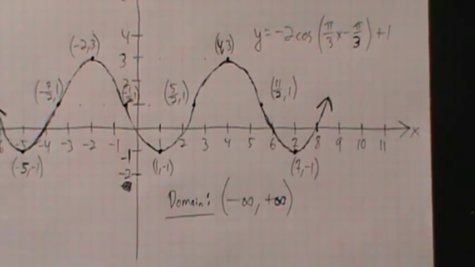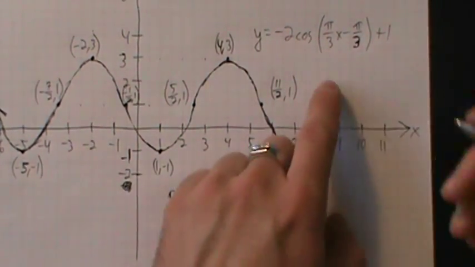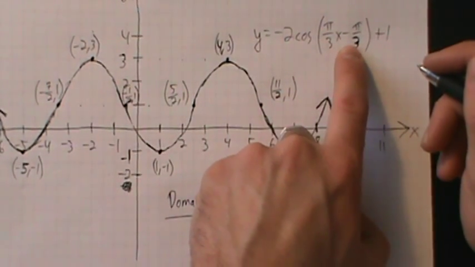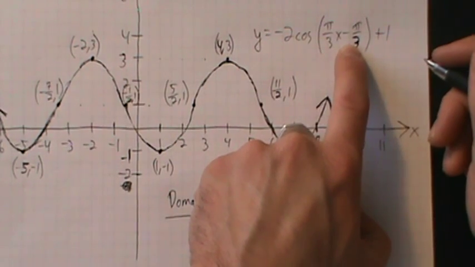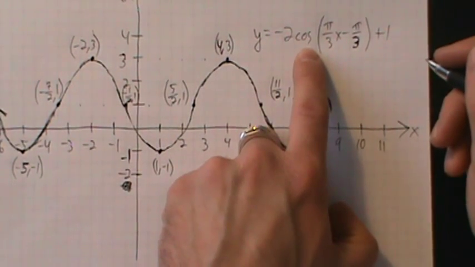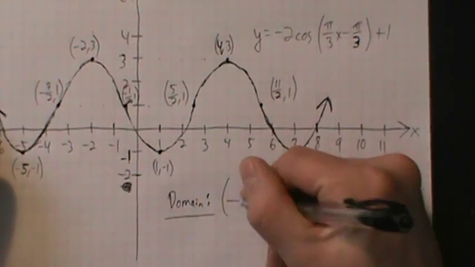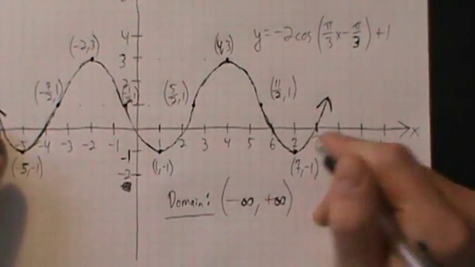Okay, because you can take the cosine of anything you want. You can multiply pi over 3 by anything you want. You could subtract pi over 3 from anything you want. Then once you've taken the cosine, you can multiply by negative 2 if you want. You can add plus 1 if you want. So there are absolutely no restrictions on the domain there.